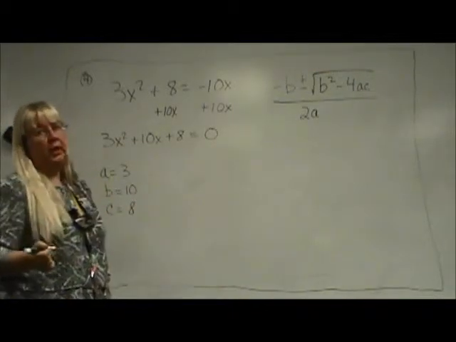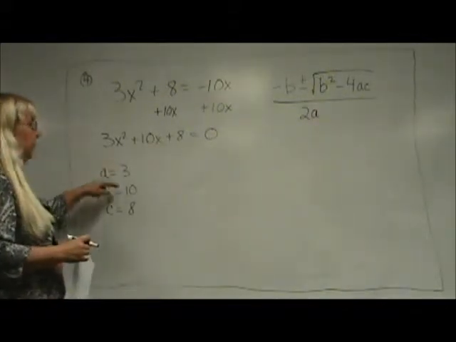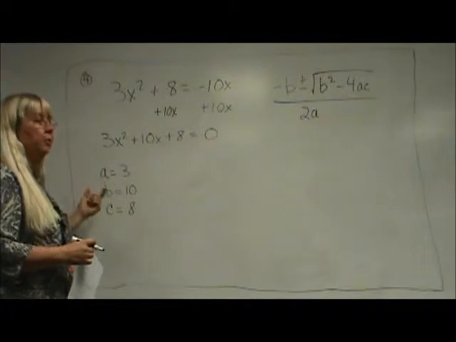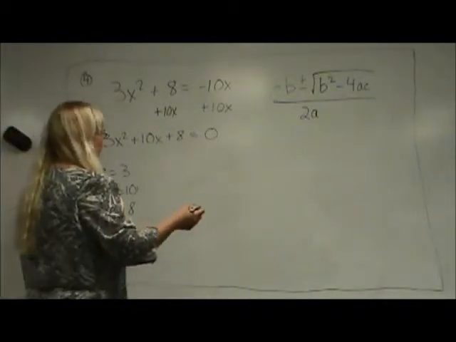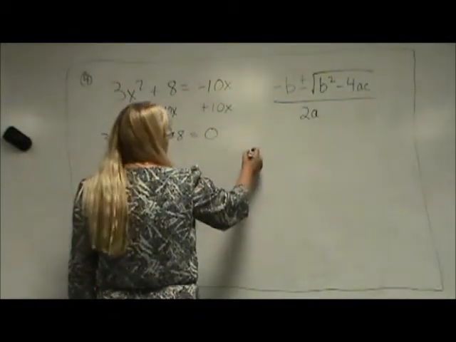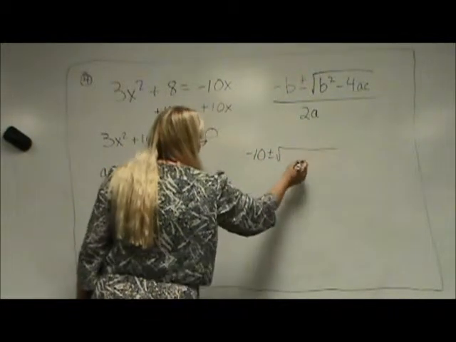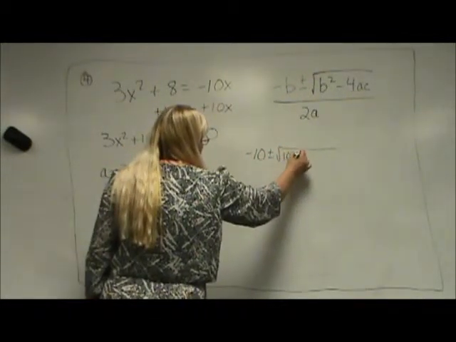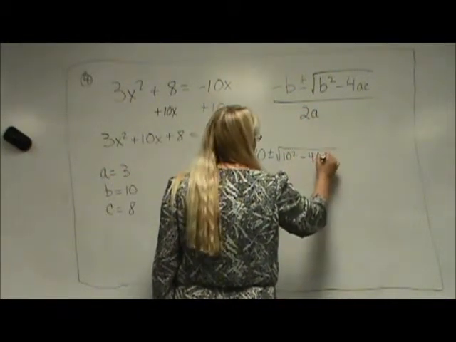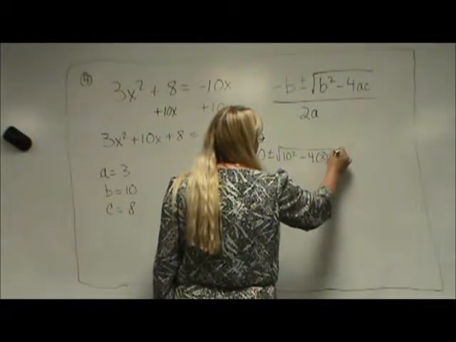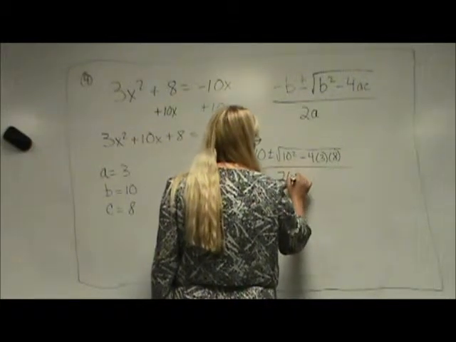Many of you like to do this in your head and not write these down. However, if you don't write them down, what happens sometimes is if you have a negative term, you forget the negative, and that will throw off your whole problem. So it's a good idea to write down A, B, and C. So in this case, we have negative 10 plus or minus square root of 10 squared minus 4 times 3 times 8, divided by 2 times 3.